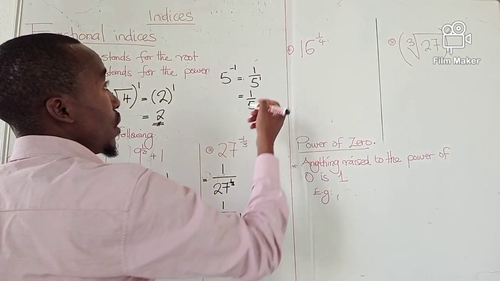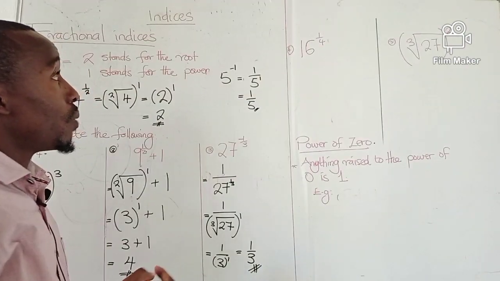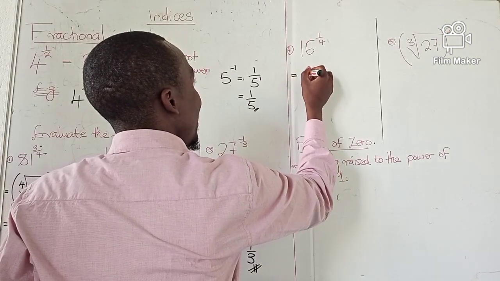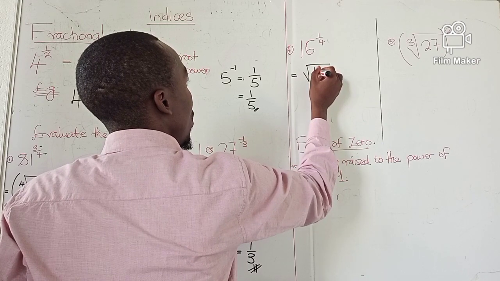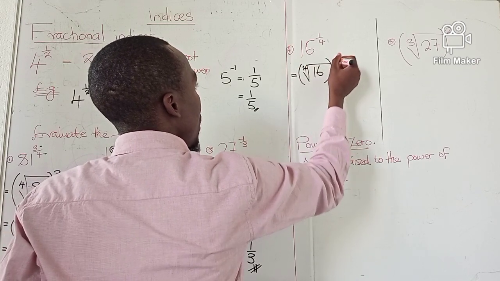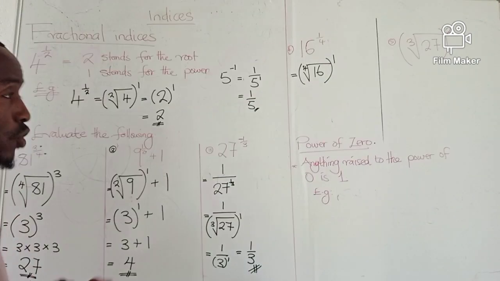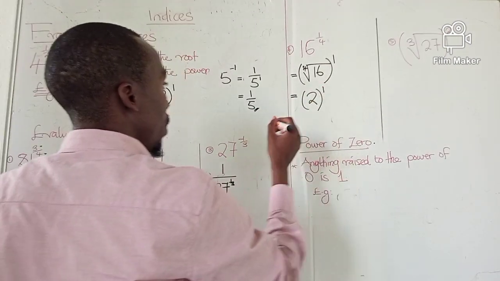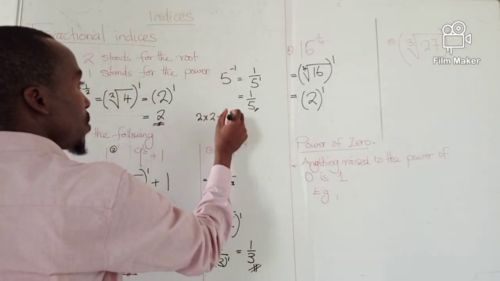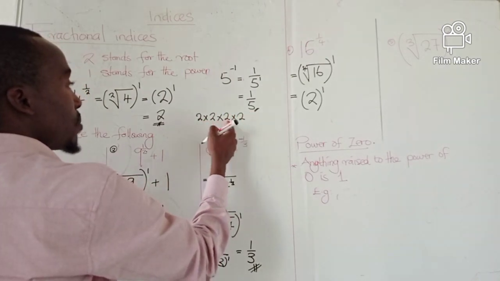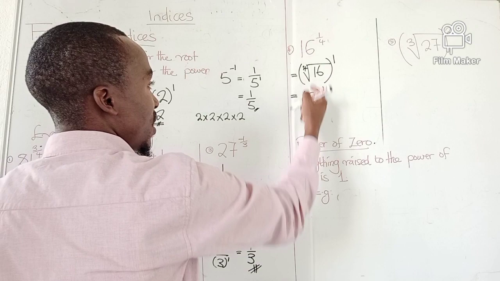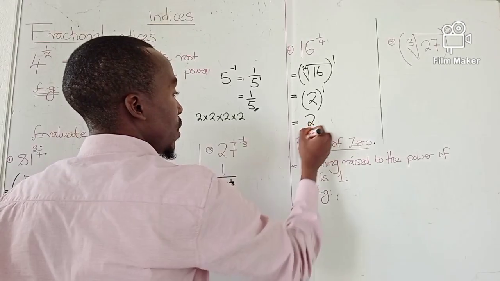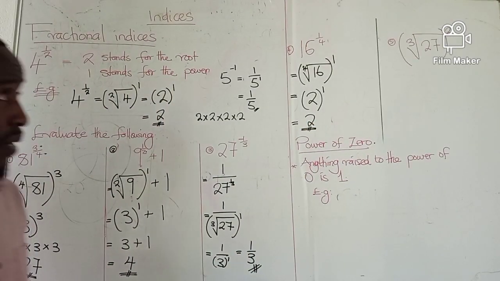Question number 4. 16 raised to the power 1 over 4. How do we solve this? Here we're saying, what is the fourth root of 16? What number can you multiply by itself 4 times to give us 16? That number is 2. When we multiply 2 times 2 times 2 times 2, 2 times 2 is 4, 4 times 2 is 8, 8 times 2 is 16. So the fourth root of 16 is 2. So 2 to the power of 1 is 2. It's as simple as that.